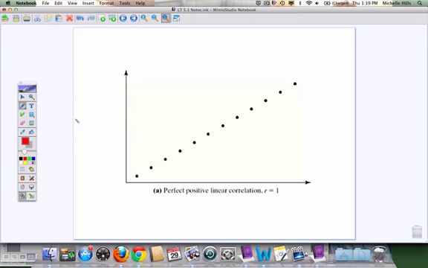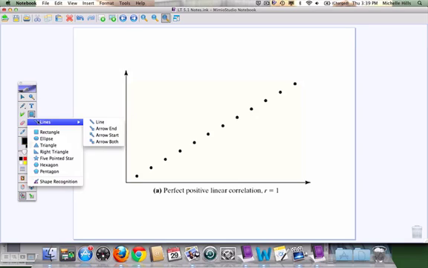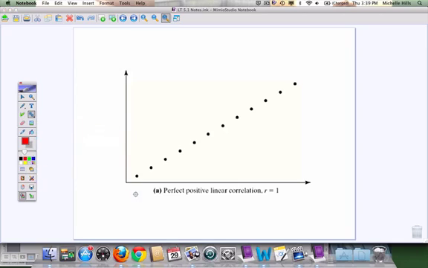In this case, I can actually show you, if I can grab a line here in just a second, and let me do this. I could draw a line, and that line would go perfectly through all of those points. All of those points would lie directly on that line. So it has a positive relationship, or correlation as we call it, a perfectly positive one.